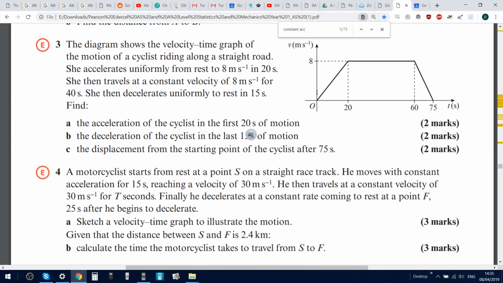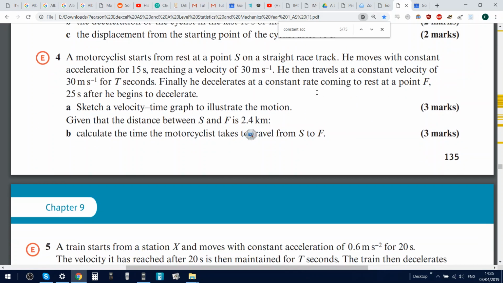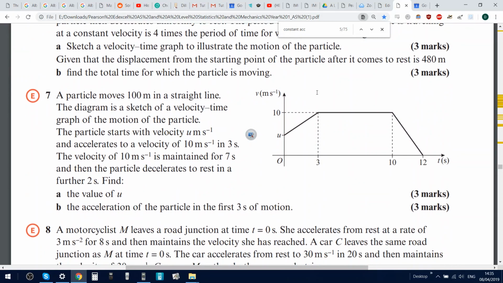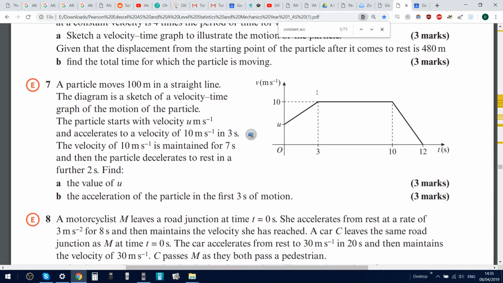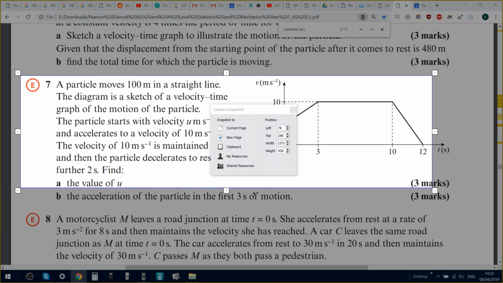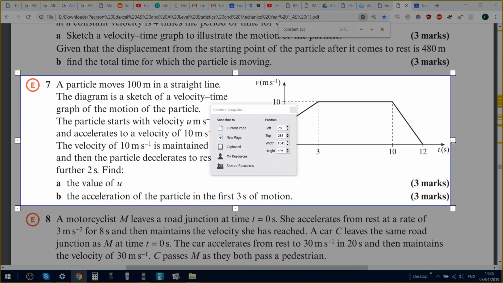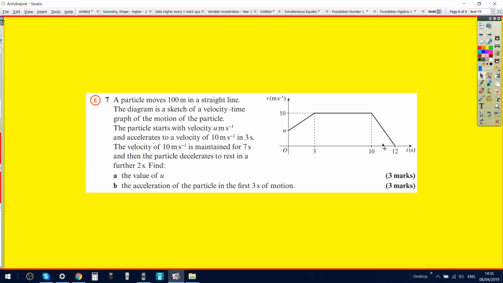Let's see. So we did this one. So you're good for acceleration and deceleration. We did the displacement thing. I think you're good for that. Let me just see. This looks like the one to try. Question 7. The value of u and the acceleration for the first 3. This looks like the one to try, and it's not easy. I think this is the last one we'll do of this type, and then we'll move on. Okay, how about this?